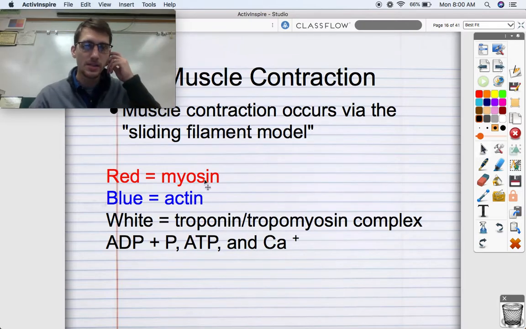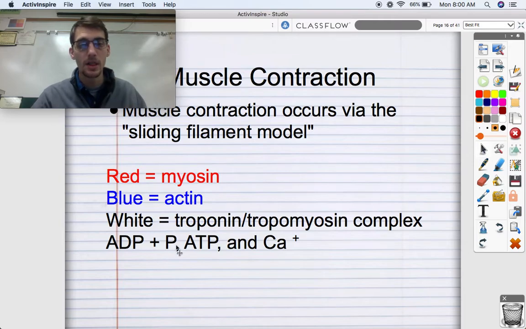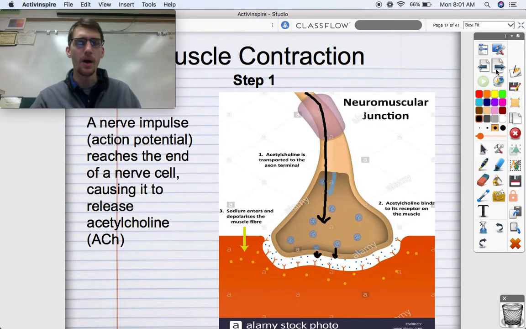All right, this is for a model that we're going to be doing later in class. We're going to be acting this out. It'll be pretty fun. But muscle contraction occurs via what we call the sliding filament model. That's our best explanation for how muscles are able to contract, and it's very well researched. So even though we call it a model, it's very well researched and it's how a muscle contracts.